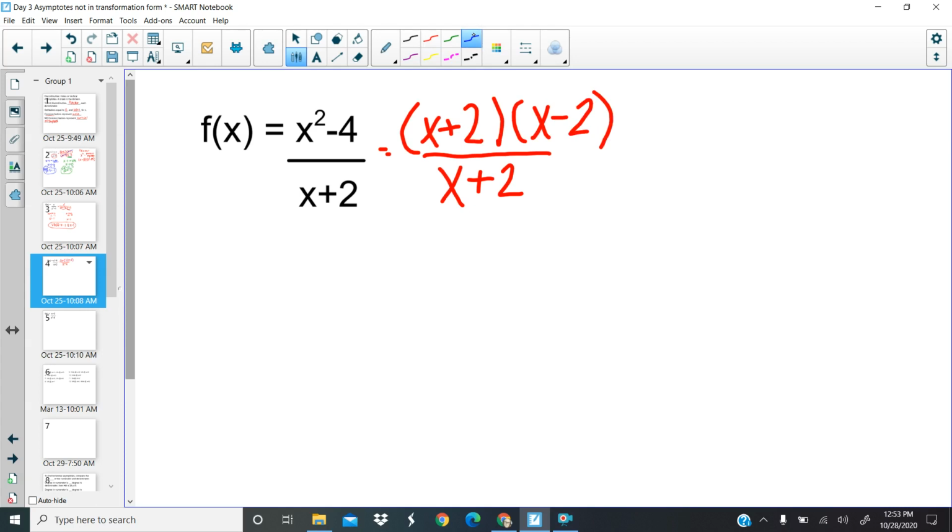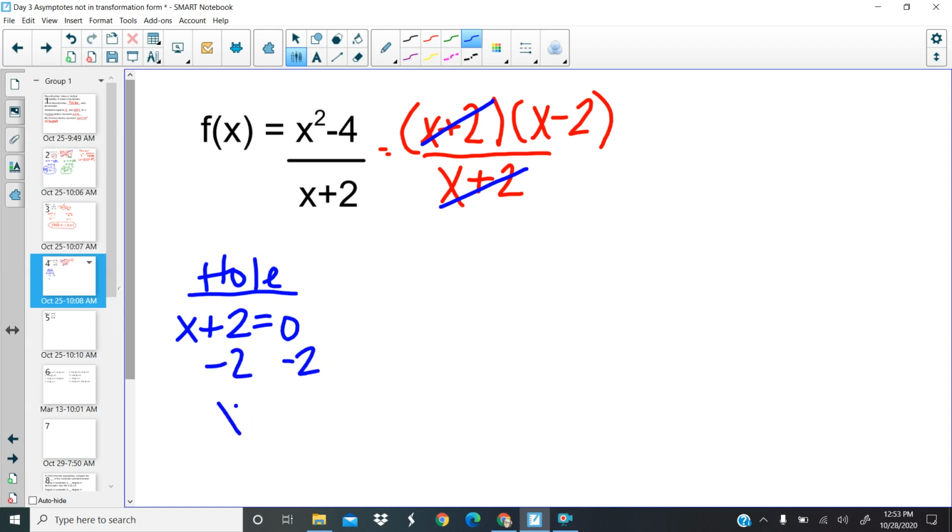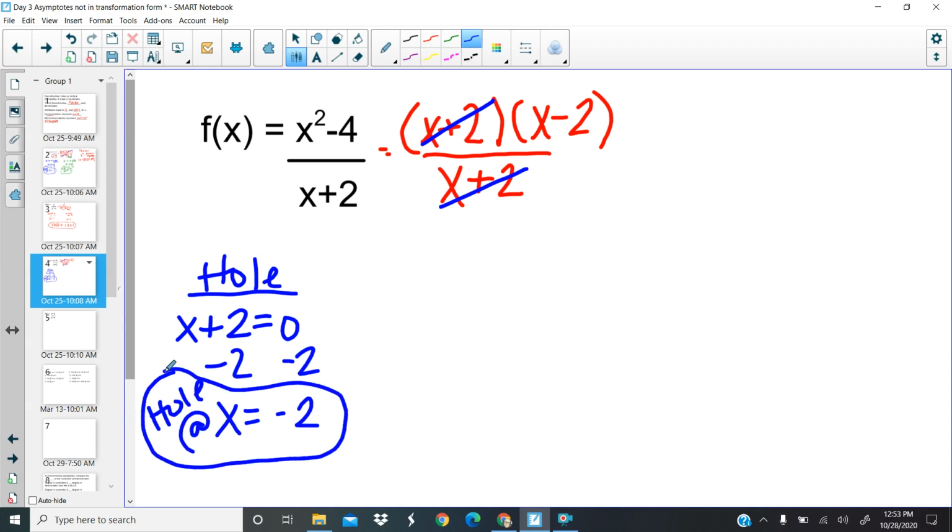And so now I notice that the x plus 2 in the numerator and denominator cancel. That means we're going to have a hole at that factor. So we're going to set x plus 2 equal to 0. To solve for that, I'm going to subtract 2 on both sides, and I'll get x equals negative 2. And so that's going to be a hole at x equals negative 2. And then there's not any more factors in the denominator, so this is going to be our whole answer. There's just a hole at x equals negative 2.